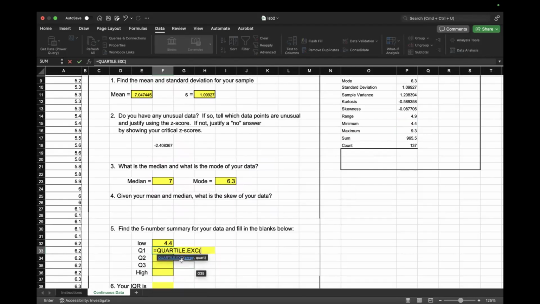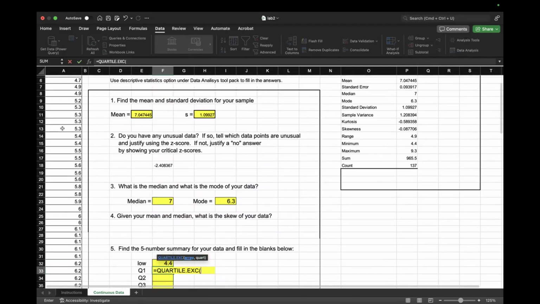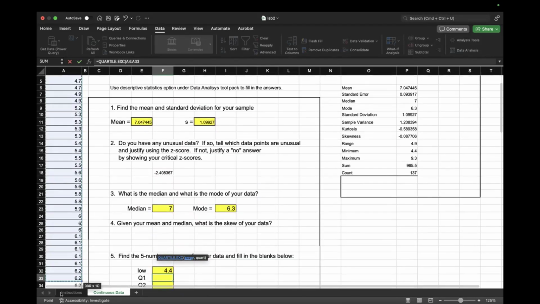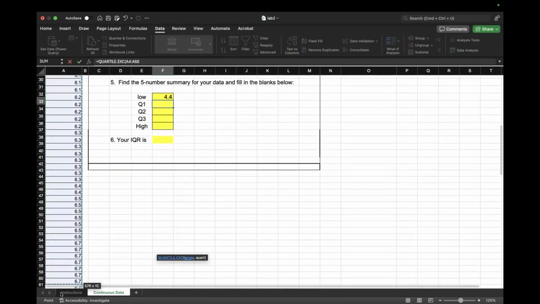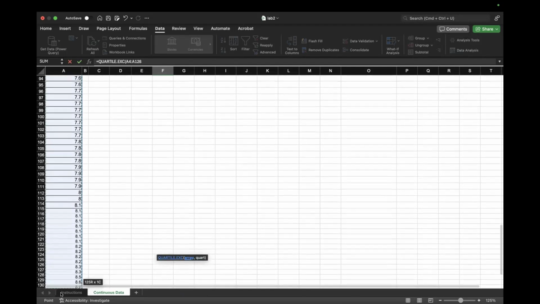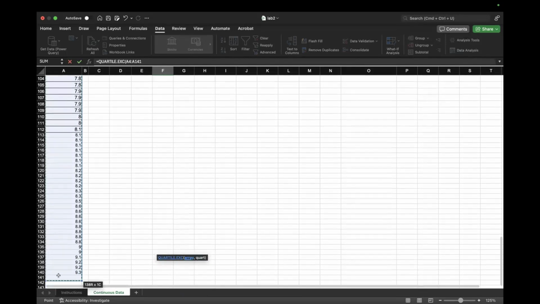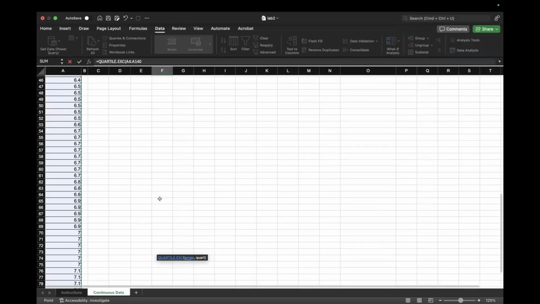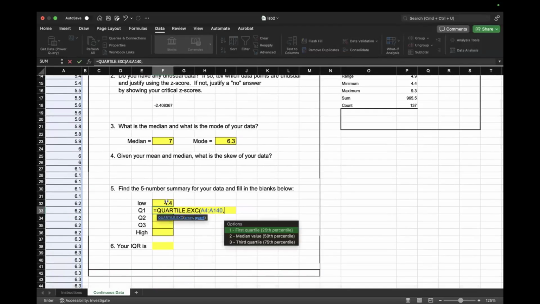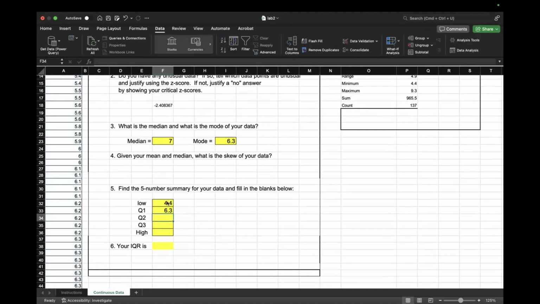And it tells you array and quartile. So highlight all of your values. So it is quartile. You click on the little button when it pops up. Okay, there's the range of my data. And I want the first quartile. So I hit comma 1 and then close my parentheses and hit enter. Quartile 2 is just the median.